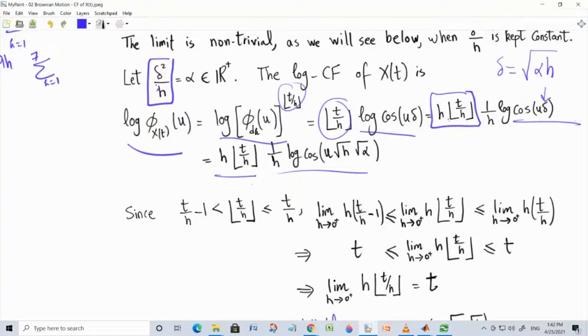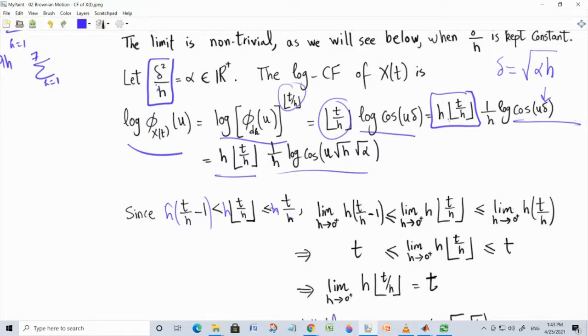Let's do the limit first of the floor of t over h. This is better done using the sandwich theorem. The floor of t over h is less than or equal to t over h, but strictly greater than t over h minus 1. Now multiply all sides by h, because this is what we have here. That's the reason we multiply by h.